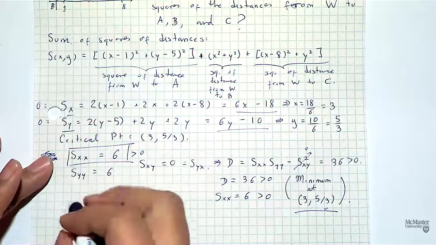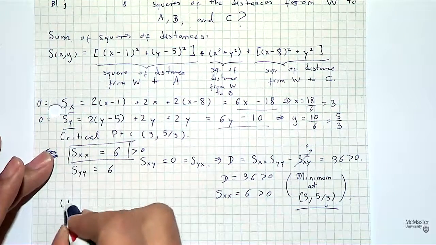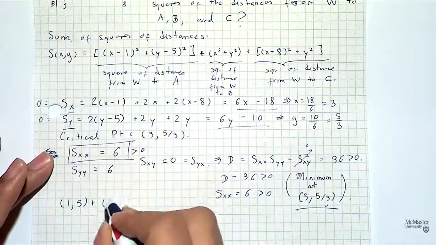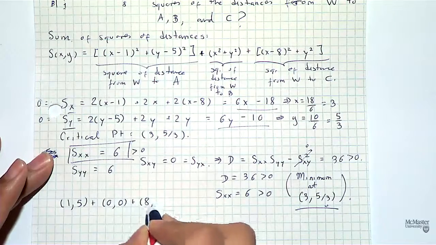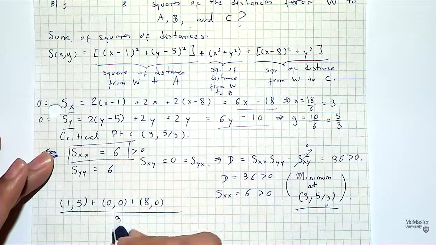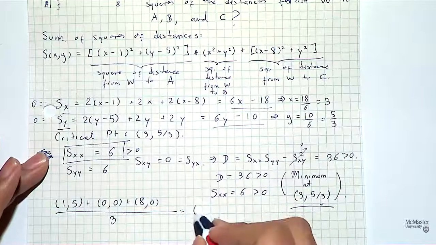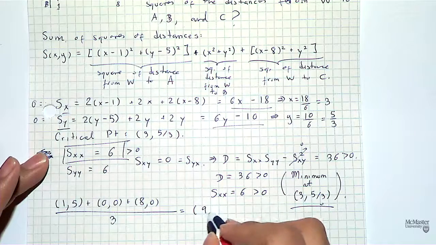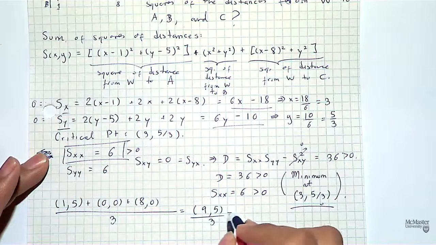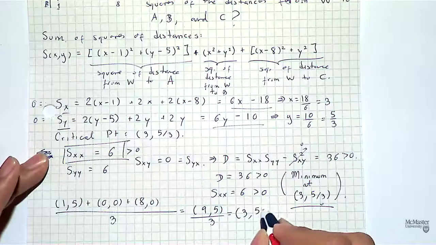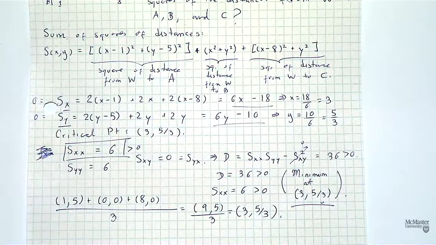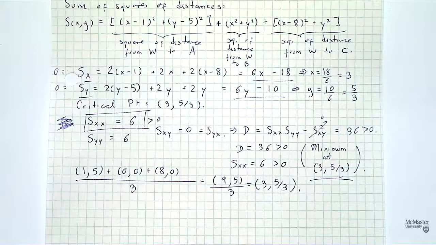That's pretty much it. I'm not gonna go further into explanation, but I hope that I motivate your mathematical curiosity. But basically, if I do this average, (1, 5) plus (0, 0) plus (8, 0), divided by 3, this would give me (9, 5) over 3, which is (3, 5/3). Well, this is actually related to something called the center of mass, right? It's part of the property of a triangle.